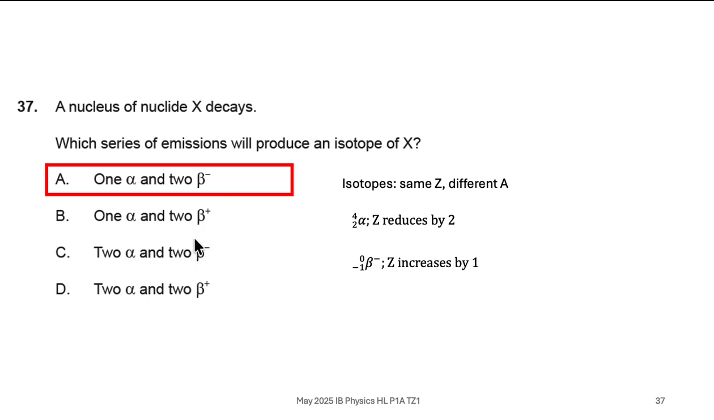Now, if we just go through the other answers to make sure that these aren't the answer: alpha reduces Z by 2, then this beta plus reduces it by 2 more, so we're going to have minus 4. This one has 2 alphas, 2 times 2, take away 4, and then adding 2 here, we've got a net change of minus 2. And this one's huge, we're going to lose 4 and 2 more, which makes 6. So in this case, this is the only combination which returns us to 0, and that's why we produce an isotope of X.